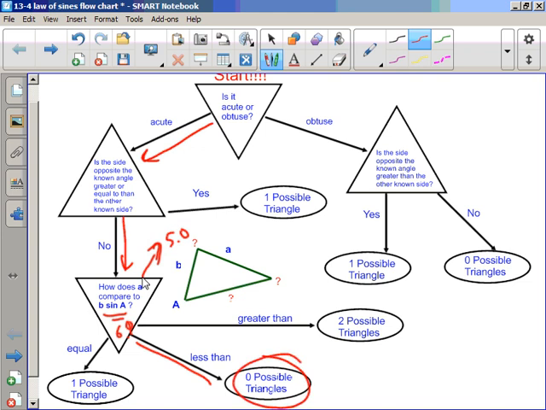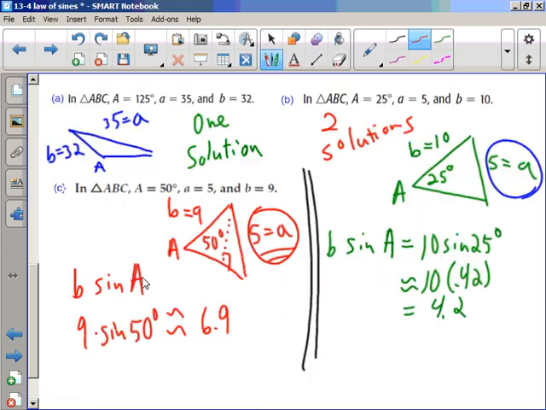That doesn't make any sense. The given information is invalid. There's no way. There are no solutions. No possible triangles could have these three measurements.